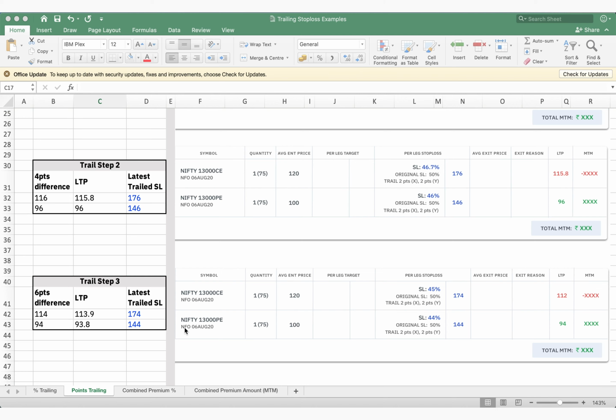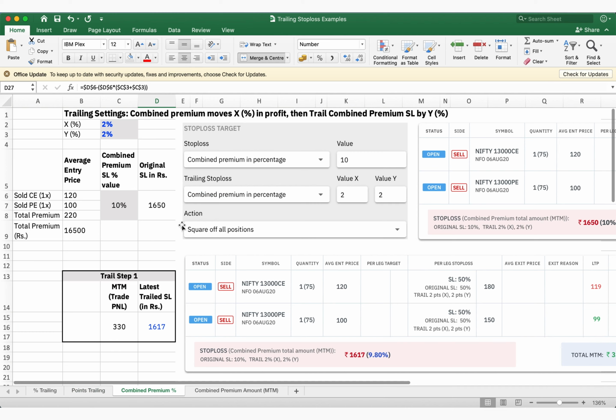Now let's look at an example of a trade where the stop loss and the trailing stop loss settings are given on the combined premium.